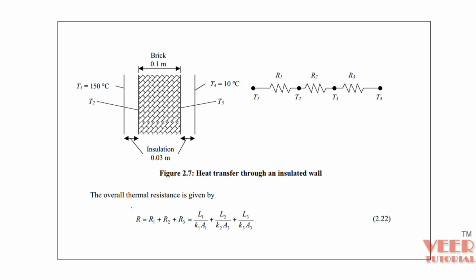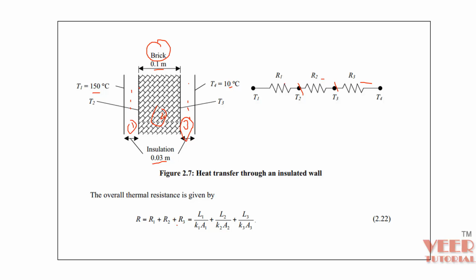Now let's solve a problem. We have a wall of brick. The thickness of this is 0.1 meter and on both sides insulations are provided. And the thickness of this insulation is 0.03 meter. The temperature on the left side is 150. On the right side it is 10. So basically we can consider that we have three composite walls, R1, R2 and R3. So this is R1, this is R2 and this is R3. Our objective is to find out the temperature at the end of each wall, this temperature T2 and T3.